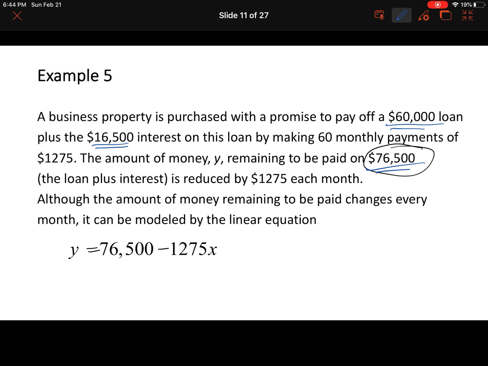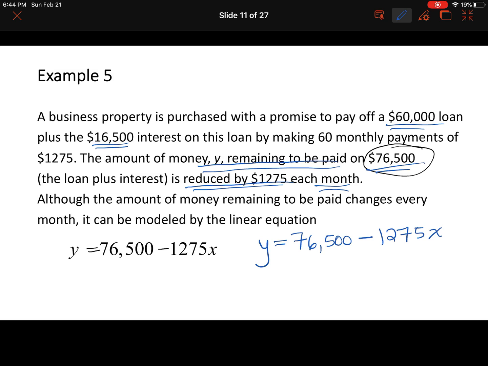All right. So we're modeling this. We're building this thing. All right. So we have Y. It said Y is the money remaining to be paid. So Y equals the $76,500. And if you are paying money, it said here it's reduced by $1,275. So reduction, that's a minus sign. $1,275 each month. So you got to put a variable on that $1,275, and that's the building of your equation.